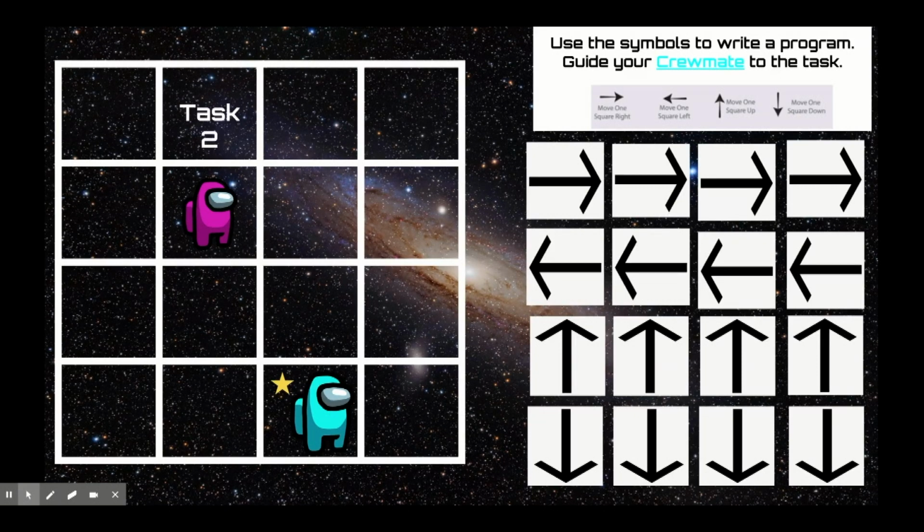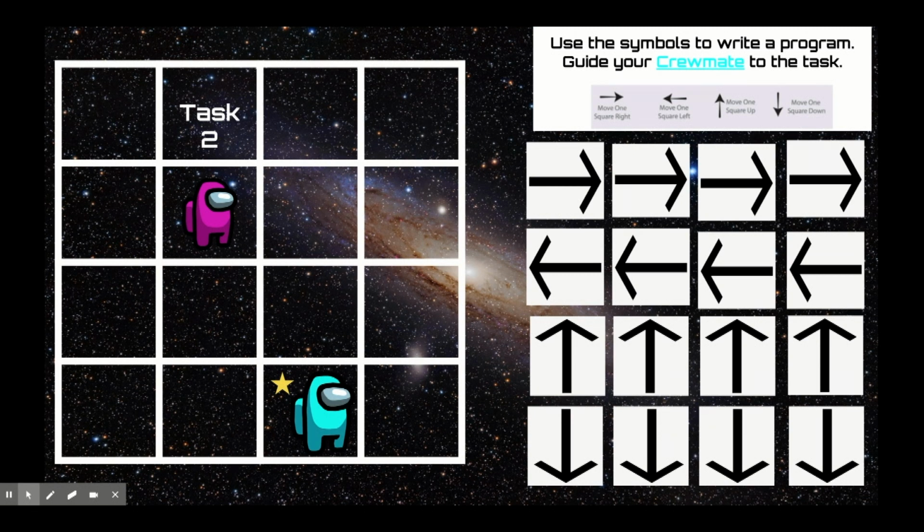In each slide deck, there are going to be several 4x4 tables with a character inside. With the Among Us one, there is the blue crewmate. Students have to guide their crewmate to the task that needs to be completed. Students use symbols to write a program, and in this case, the symbols are arrows. Students are essentially writing a sequential algorithm for their character to move from point A to point B.